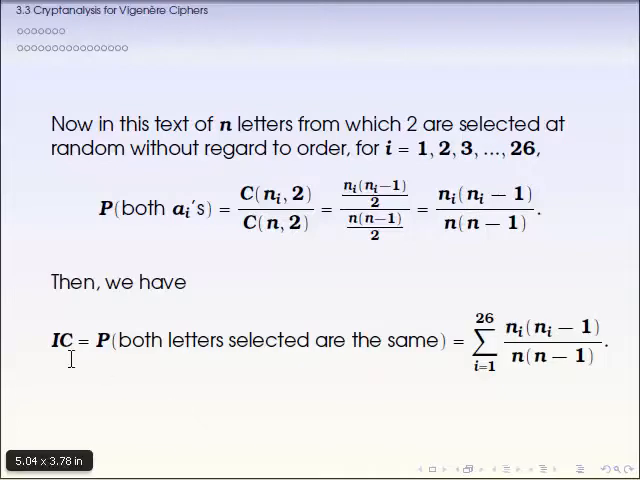So the IC is going to be the probability of getting the same letters for these randomly chosen ones, no matter what those letters are, right? It could be a's or b's. So we have to add all these possible probabilities, so it is the summation of these formulas with i from 1 to 26.